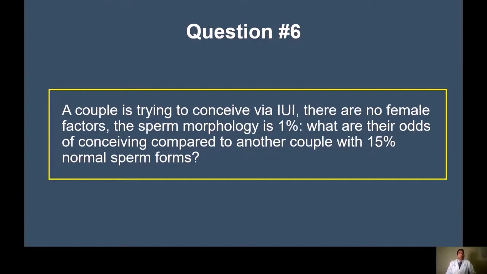Moving on to question number 6. We have a couple that is trying to conceive via IUI. There are no female factors. The sperm morphology is only 1%. What are their odds of conceiving compared to another couple with 15% normal sperm forms?